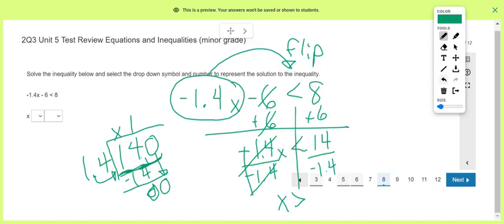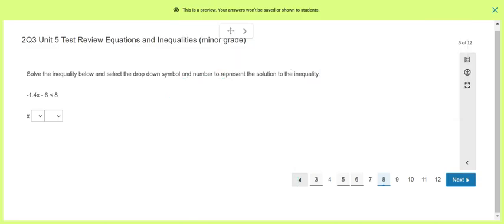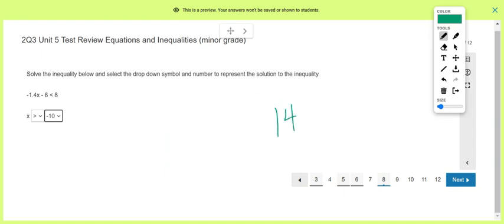14 goes into 0 times. So x is now greater than 10 in our solution. Wait, is that positive or negative 10? That's going to be negative 10 because it was 14 over negative 1.4. We knew that was 10, but it's going to be negative 10.